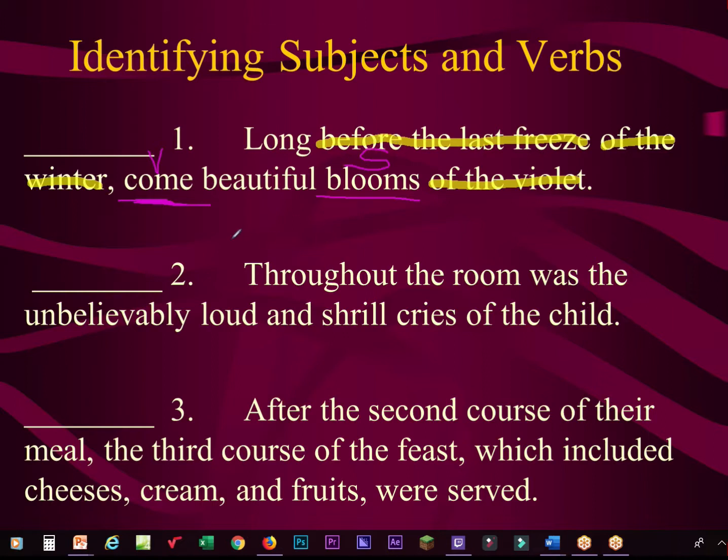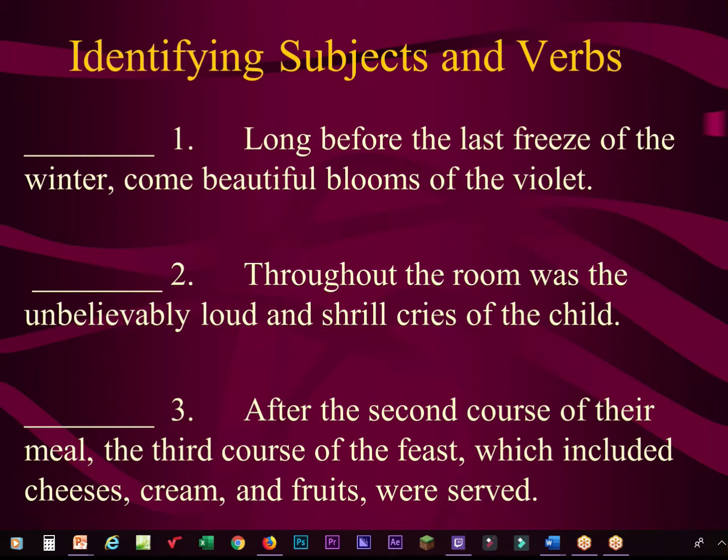Now you have to make the decision, do they agree? It will hinge on the subject. Since this subject is plural, you have to have a plural verb. And we do have blooms come. Plural subject, plural verb, it does not end in S. All right, let's look at number 2.